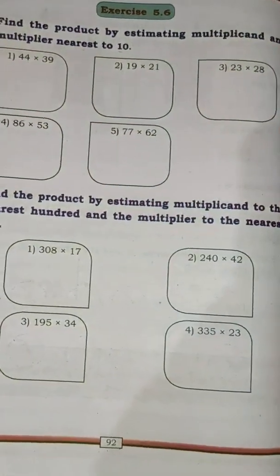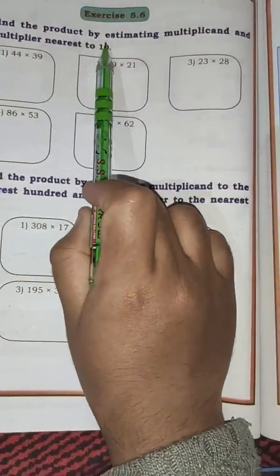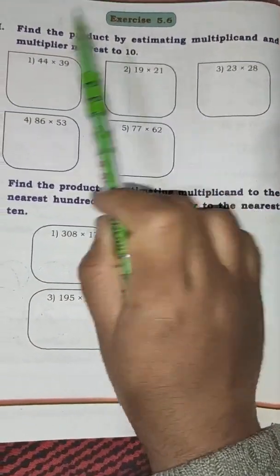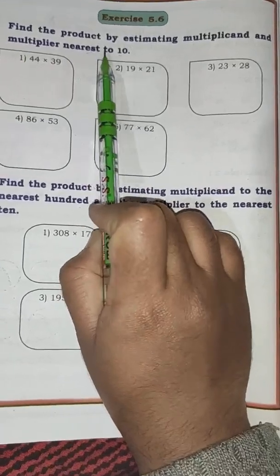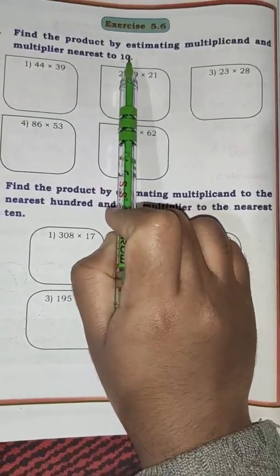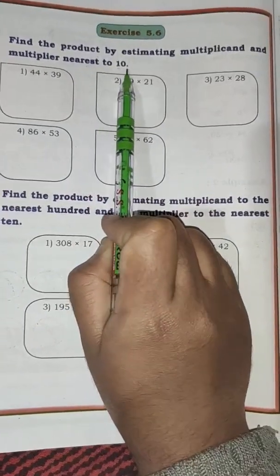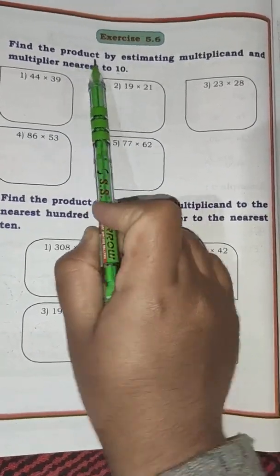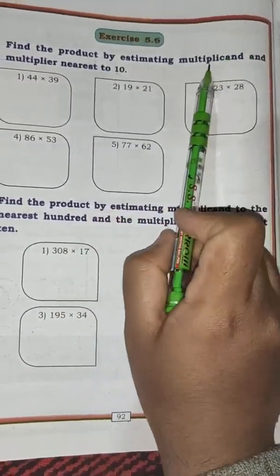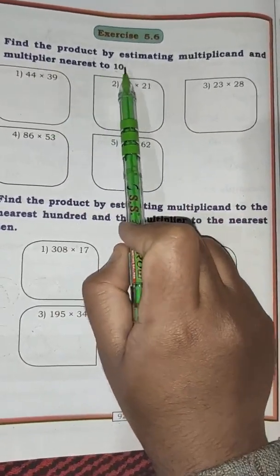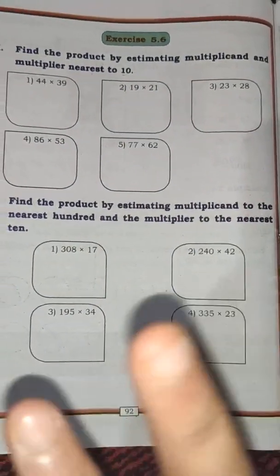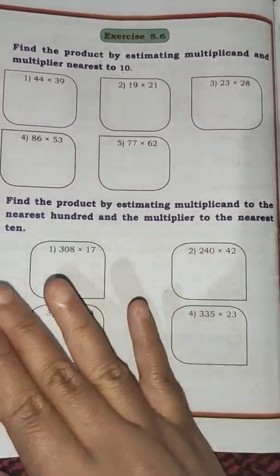Now children, come to page number 92. Exercise 5.6. Yes. So find the product by estimating multiplicand and multiplier nearest to 10. We have to find the product by estimating the multiplicand and multiplier nearest to 10. 10 in the sense 10, 20, 30, 40, 50, 60.